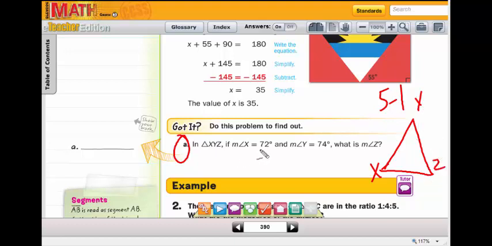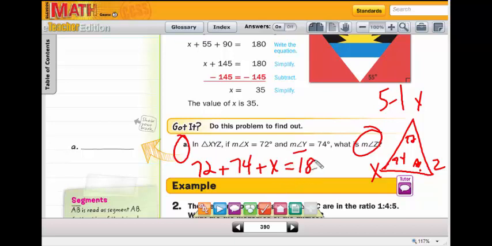Now it tells us that the measure of angle x is 72 degrees, so write that in here, that's 72. It tells us that y is 74, so again write that in there. And now it asks us what is z, so this is what they're asking us to try and find out right here, the measure of angle z. So now that you see this here, you can see that 72 plus 74 plus z, and I'm going to change it to x here so that it doesn't look like a 2, has to equal 180 degrees.